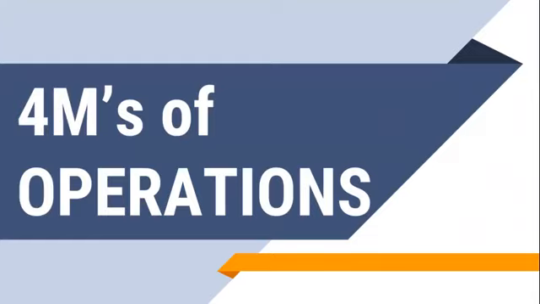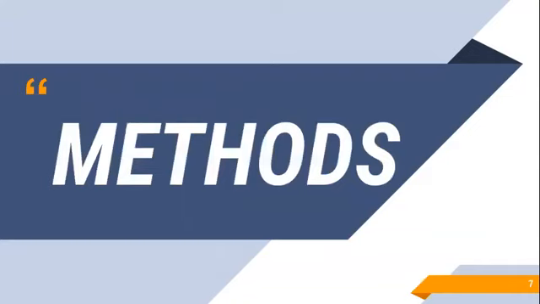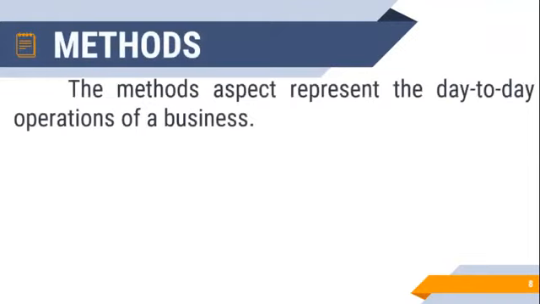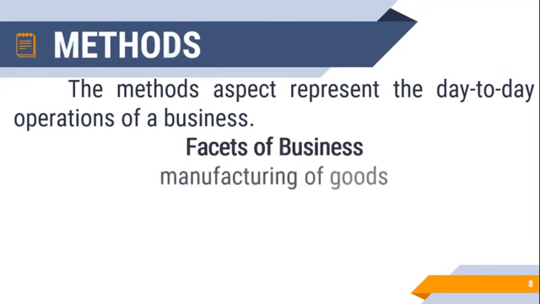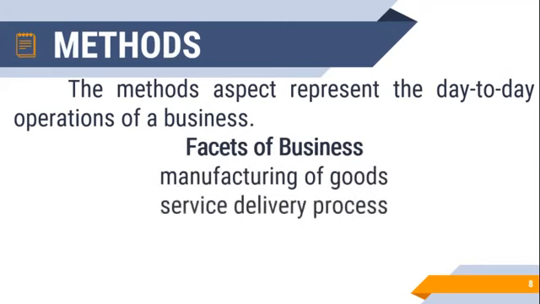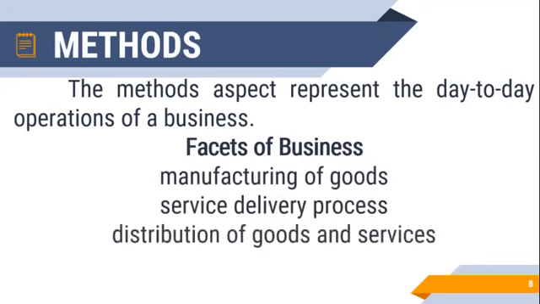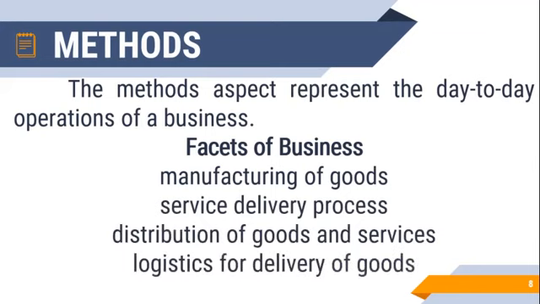So for the first M, we have the methods. The methods aspect represents the day-to-day operations of a business. It describes how an entrepreneur will run the business from all facets of the business, such as the manufacturing of the goods, the service delivery process, the distribution of goods and services, the logistics for delivery of goods, and inventory management, to name a few.